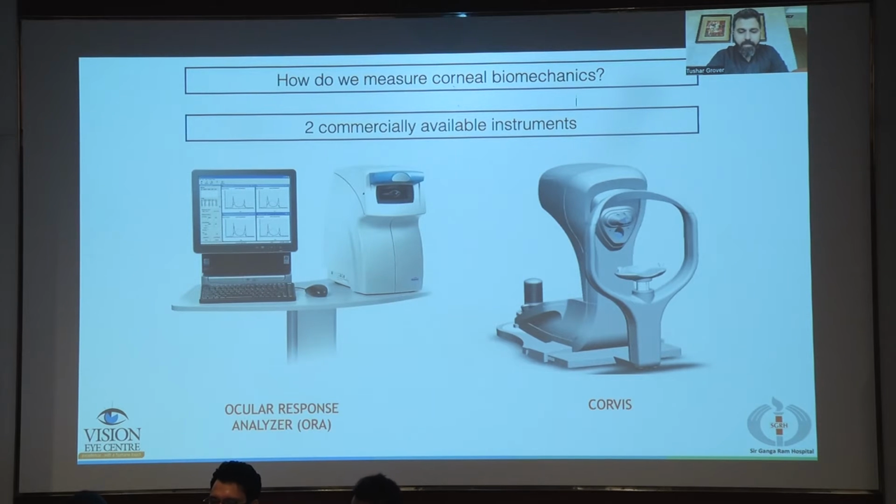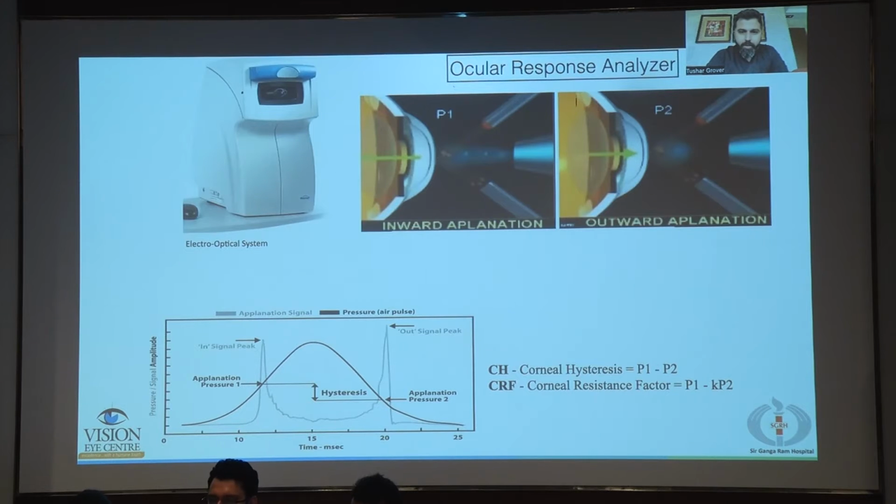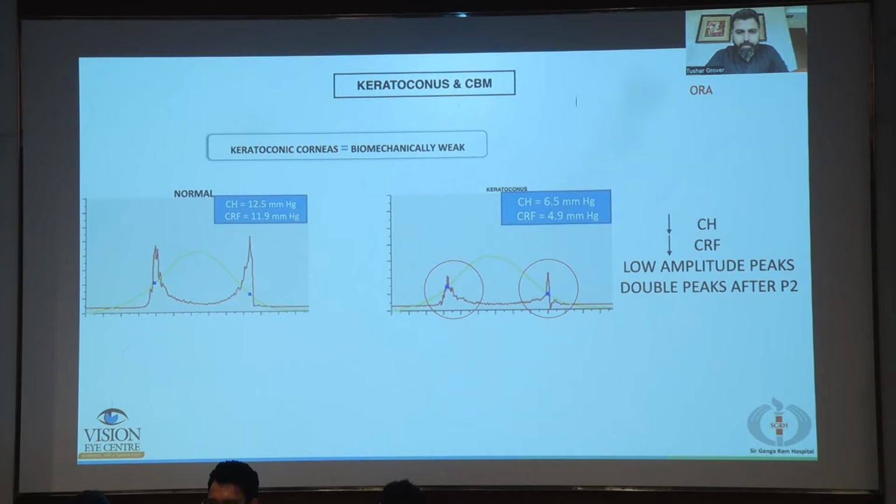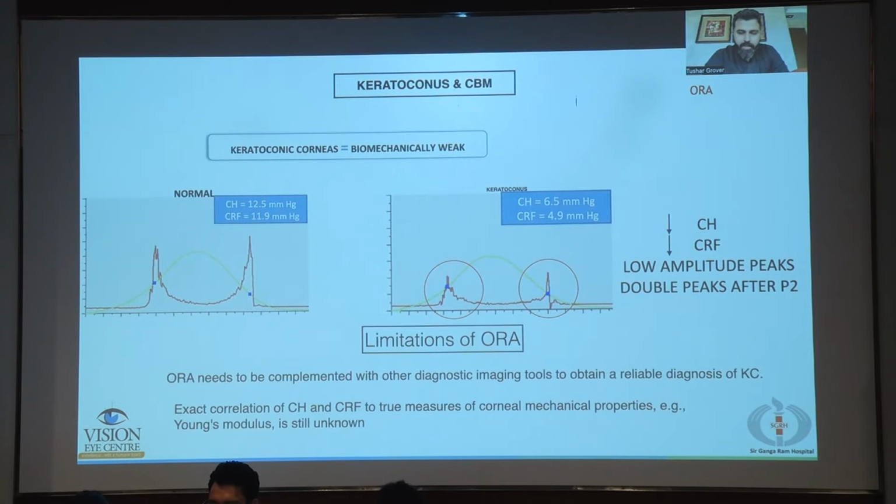There are two commercially available instruments for that. The first is called the Ocular Response Analyzer, which uses a bidirectional applanation force and measures two important parameters called the corneal hysteresis and the corneal resistance factor. You see both these parameters being low in an individual who has a biomechanically weak cornea, which is somebody with keratoconus in this case. The limitation of this instrument, however, was that it was not sensitive enough to detect fine biomechanical weakness by itself, and it needs to be complemented with other diagnostic modalities. Also, the exact correlation of these parameters with the true measure of the Young's modulus is still not known.